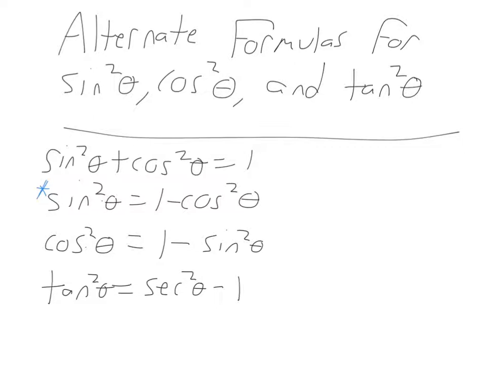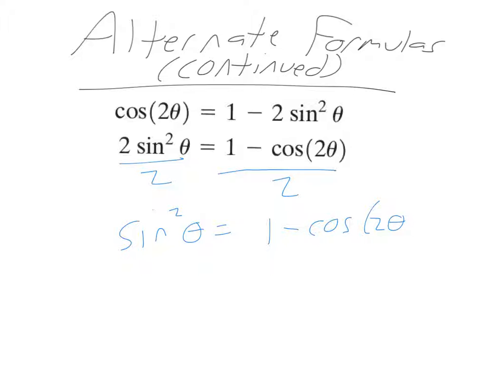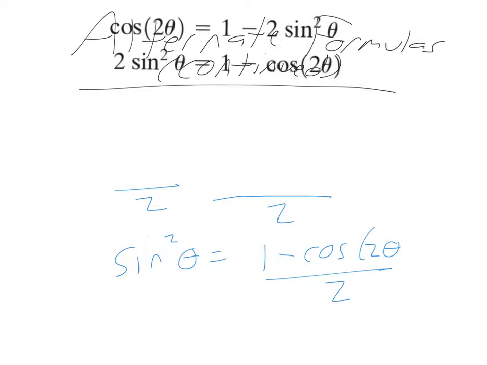Alright, if we take the formula for cosine of 2 theta, the one that's equal to 1 minus 2 sine squared of theta, and we get the 2 sine squared by itself, we'd have 2 sine squared of theta is equal to 1 minus cosine of 2 theta. Divide everything by 2 to get the sine squared by itself, and you'd have that sine squared of theta is equal to 1 minus cosine of 2 theta all over 2.